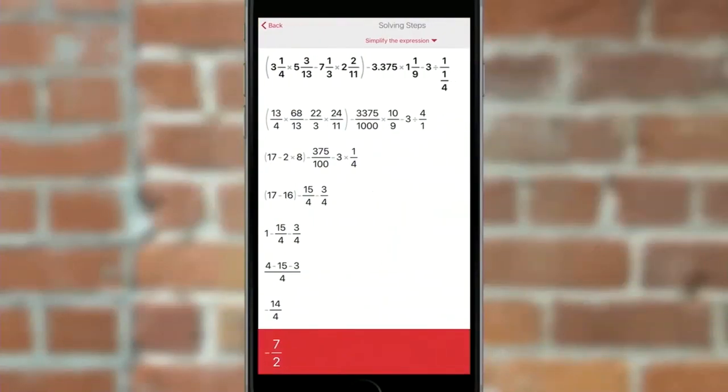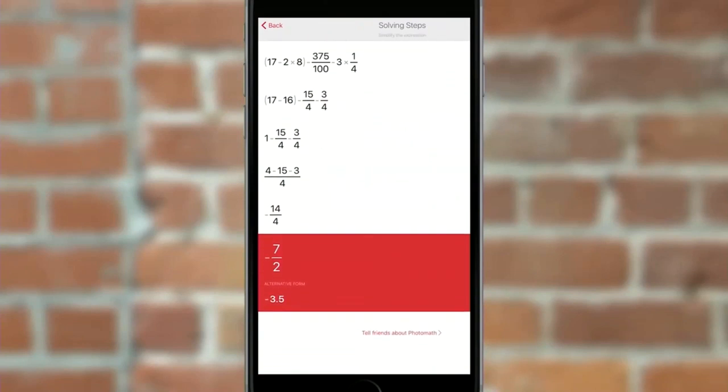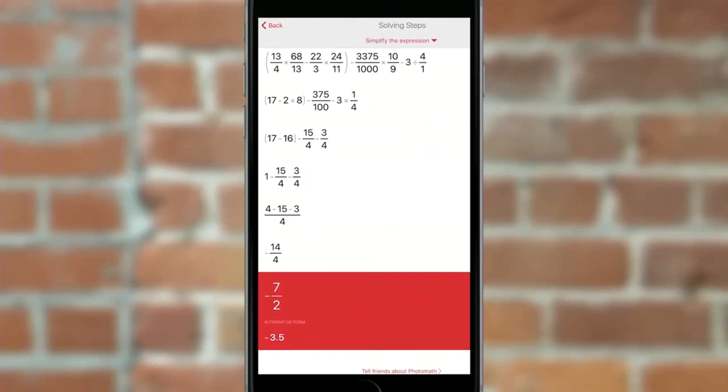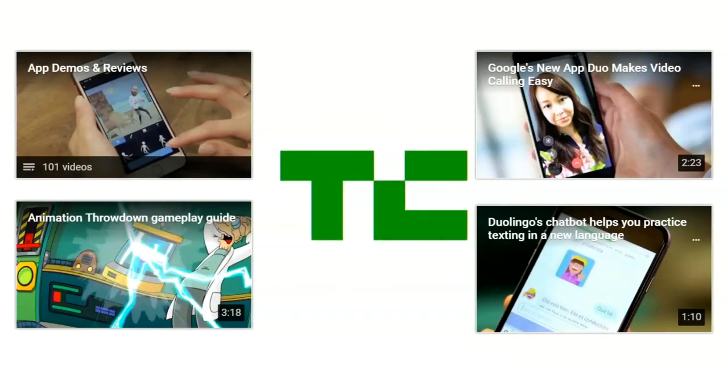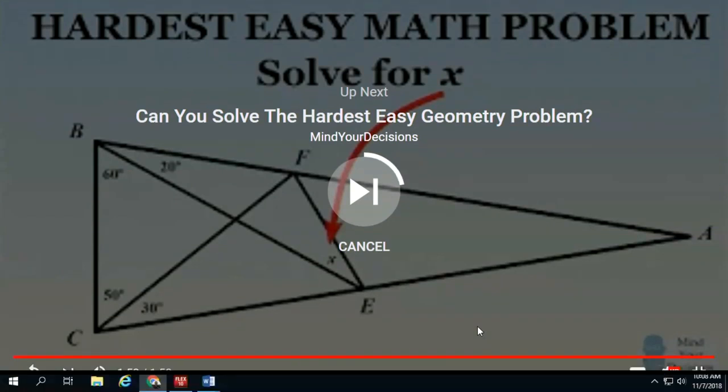Oh! These new features are available for iOS now and will be coming to Android by the end of the month. So I guess they're going to start making money off you guys using PhotoMath. I didn't realize that. All right.